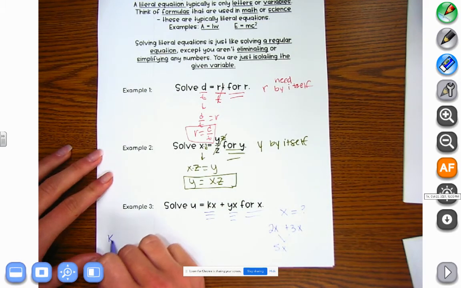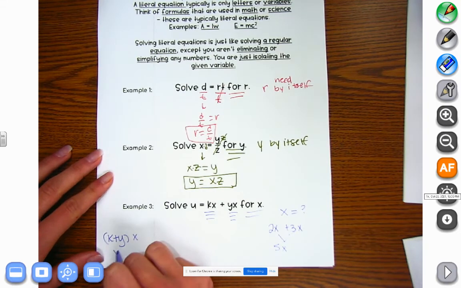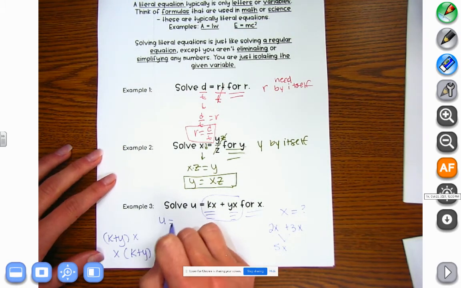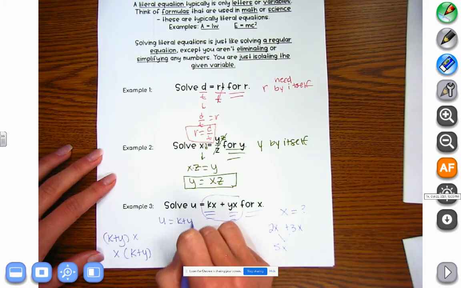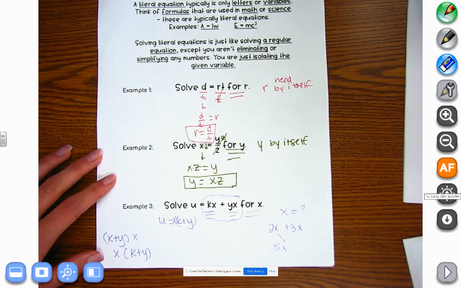So k plus y times x. But we would write it with the x out front. So x times k plus y is what we're going to simplify this entire thing to. So we have u equals k plus y with that x in the front. Okay, we're just combining like terms.